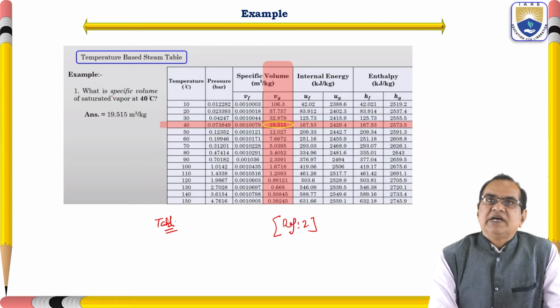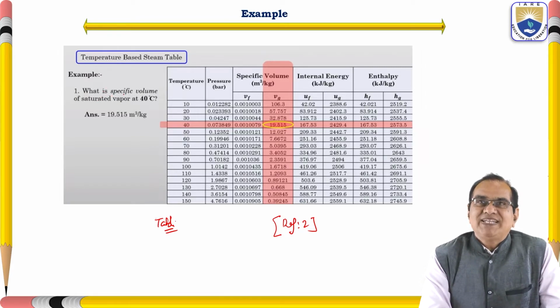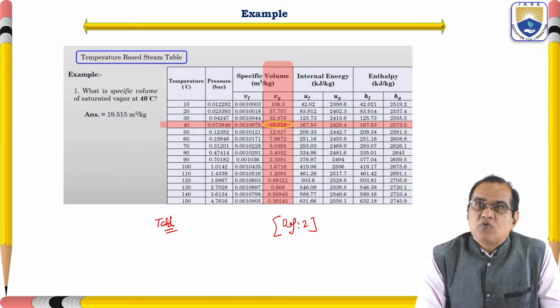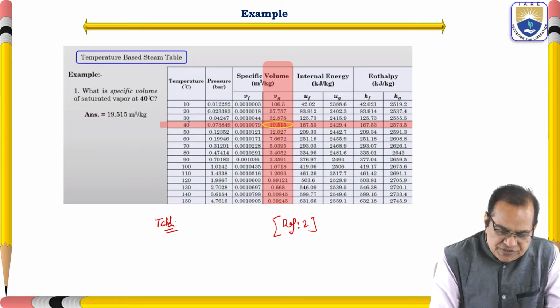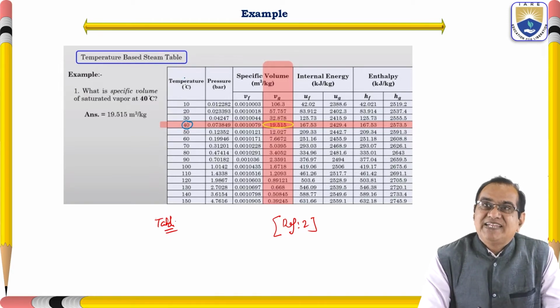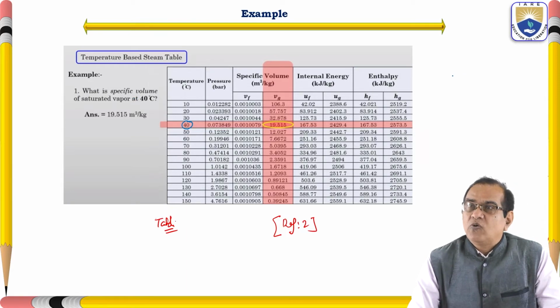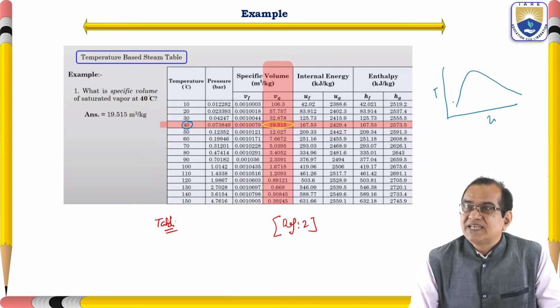So here I am giving one example of how to find out the specific volume of saturated vapor at 40 degrees centigrade. First you have to see here at 40 degrees centigrade in the temperature column, and then you have to find the specific volume at saturated vapor. So you know what is the meaning of saturated vapor? If it is the T and the V, so like this.